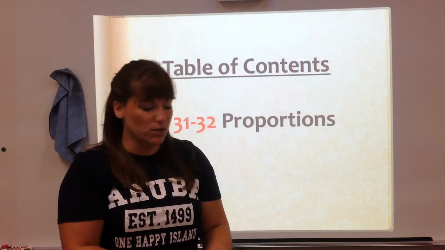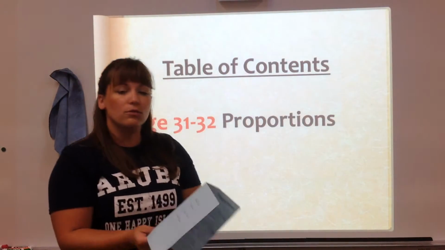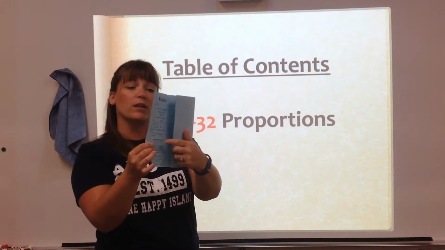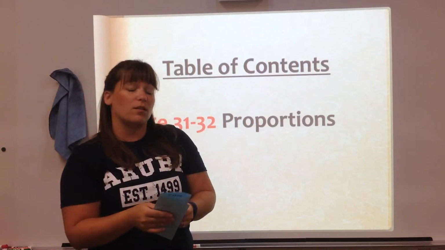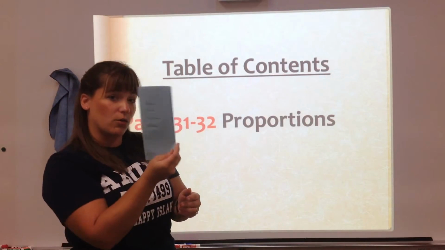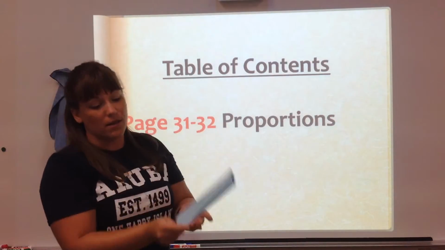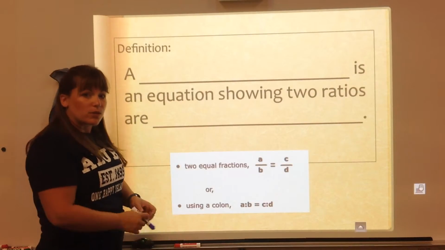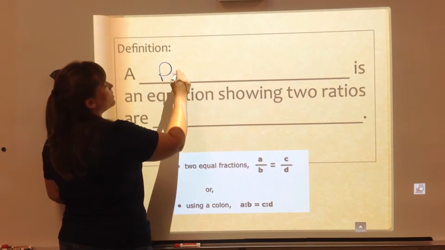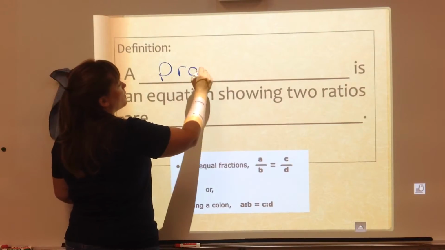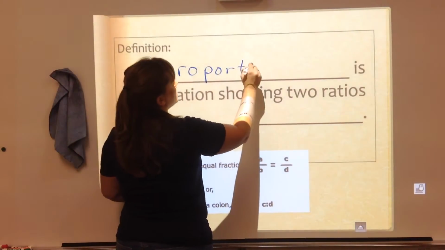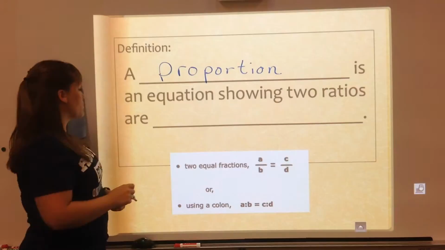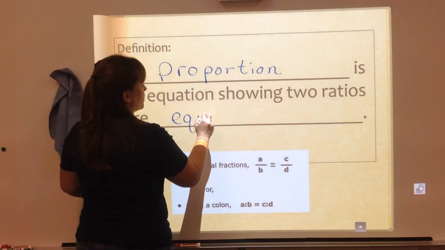And we're actually going to first start with the blue foldable that we began in the beginning of the chapter. We have one column left to fill in. That's all about proportions. So we're actually going to go, I think it's page 23, back to this first. So we're going to deal with the definition of proportion first. A proportion, P-R-O-P-O-R-T-I-O-N. A proportion is an equation showing 2 ratios are equivalent.